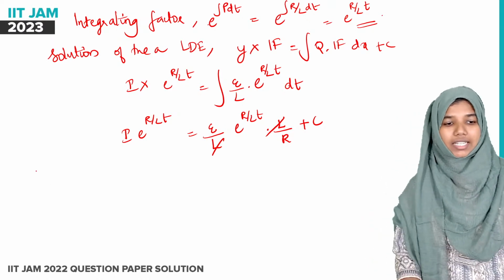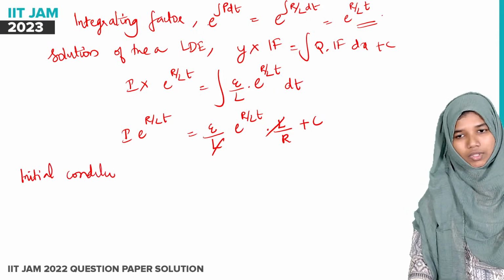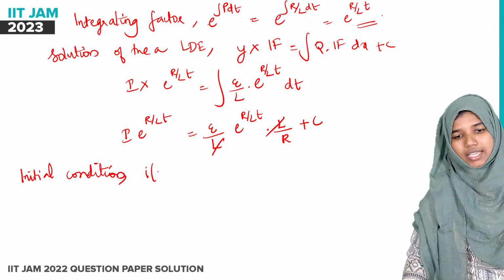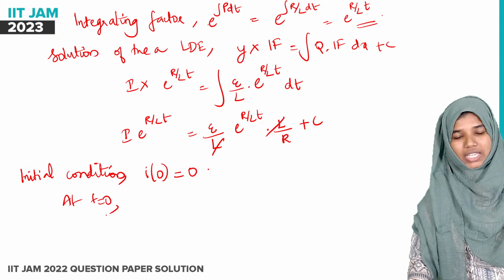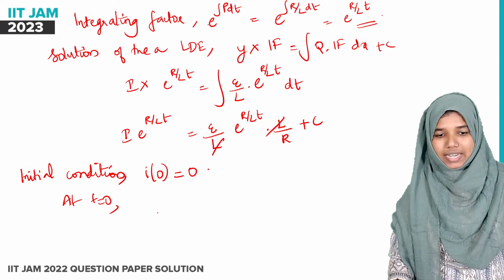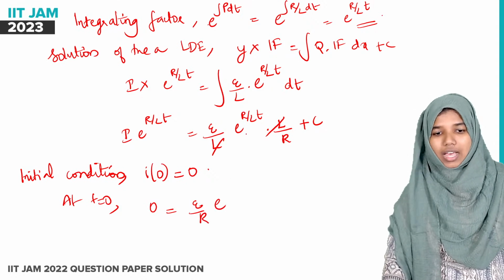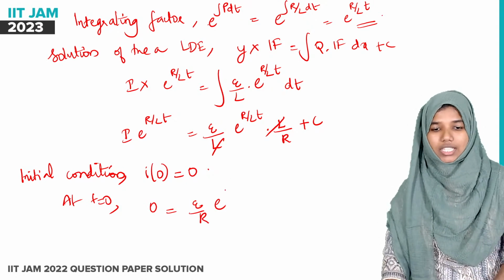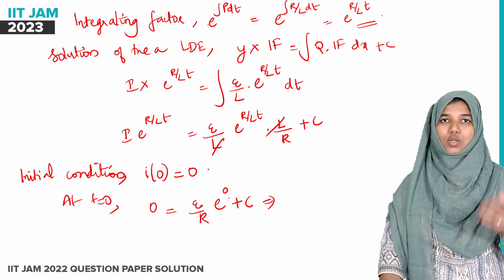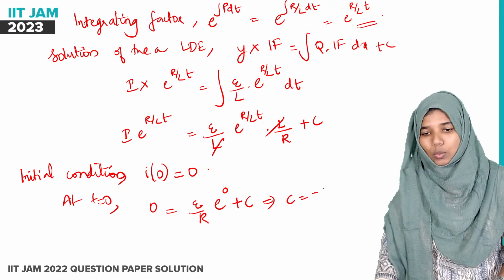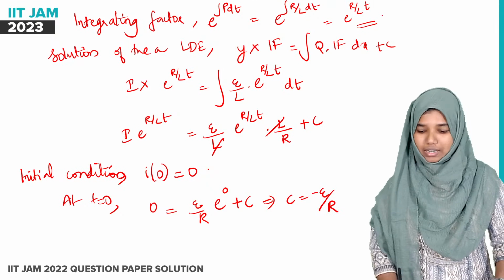This നമുക്ക് തന്നിട്ടുള്ള initial condition is I at t is equal to 0 is 0. So at t equal to 0, I is 0. So left hand side becomes 0. This is equal to epsilon by R into exponential R by L into t. So when t is 0, exponential 0 plus c. Okay, which implies, so exponential 0 is 1, which implies C is equal to minus epsilon by R. Okay, C is equal to minus epsilon by R.